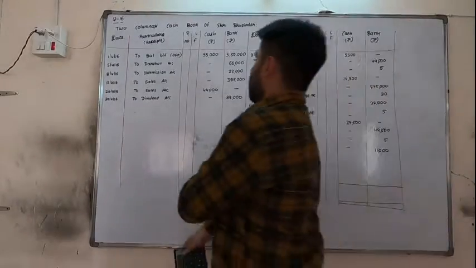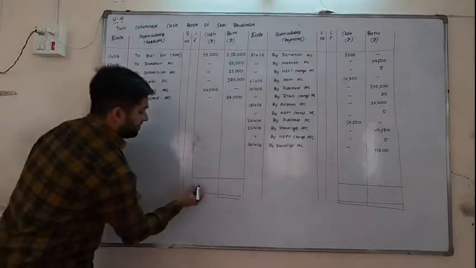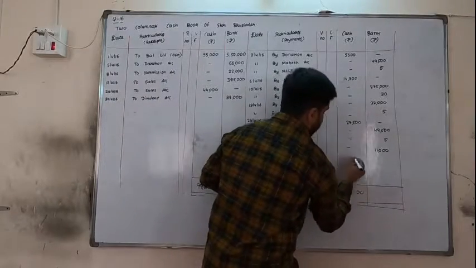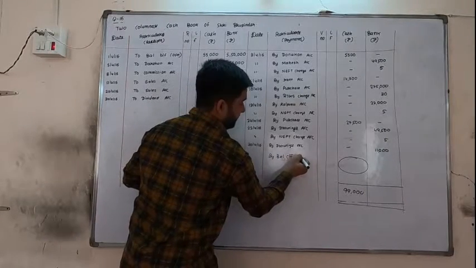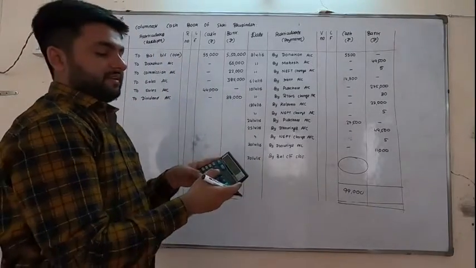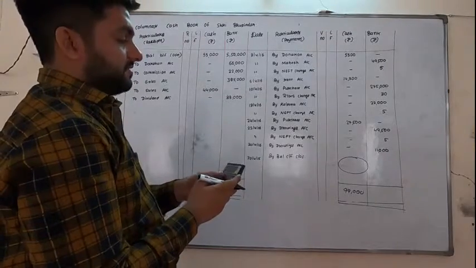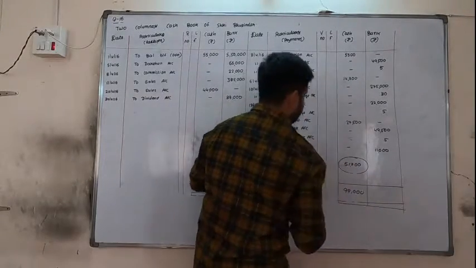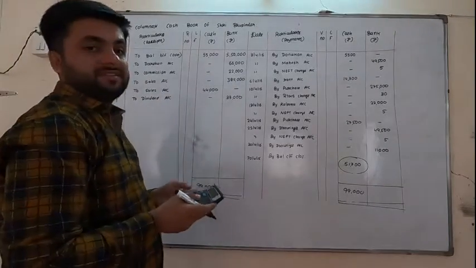Now as you know, in cash always debit is more, 55 and 44 is 99. So 99 on debit and 99 on credit. By balance carried forward, closing balance on 3460. Make 0, write 99,000. Minus 5500, minus 14300, minus 27500. So the closing balance of cash is 51,700.